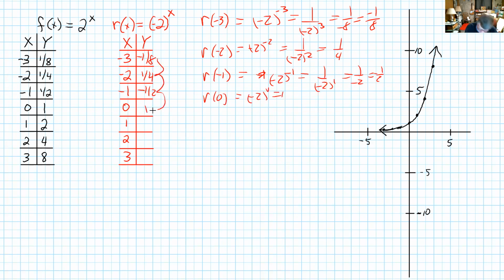Look what's happening here. The signs are alternating. -3 is at -1/8, that's down here. -2 is up there at 1/4. -1 is at -1/2. Then 1, at 0. In fact, if you try to graph this on a graphing calculator, it just sits there and spins. That doesn't work. Okay. So the base can't be negative.